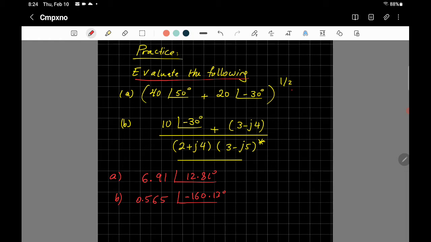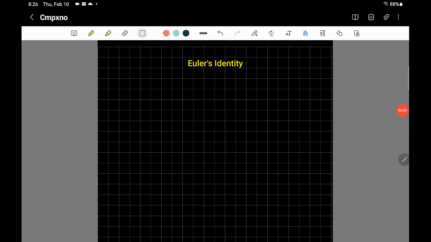You add, and after that you divide by the result of the bottom, which is 2 plus j4 times the conjugate of 3 minus j5. This conjugate only applies to this one, just so as not to confuse. And you have the answer here. So try to solve, take your time, and see how to do it.